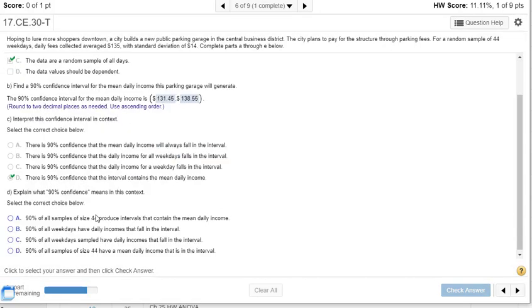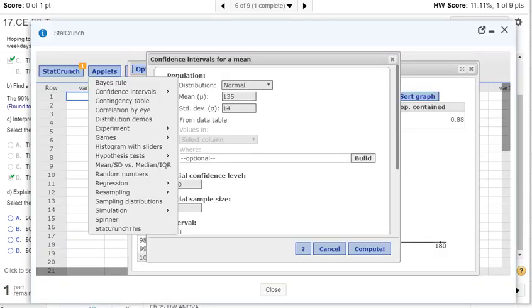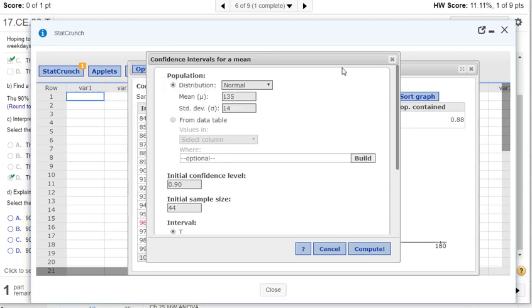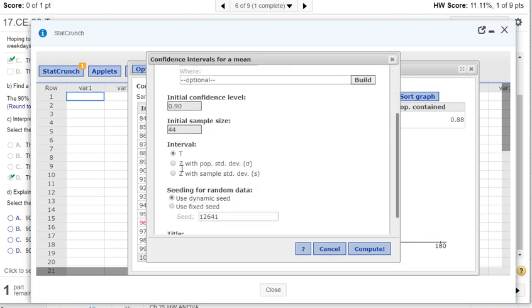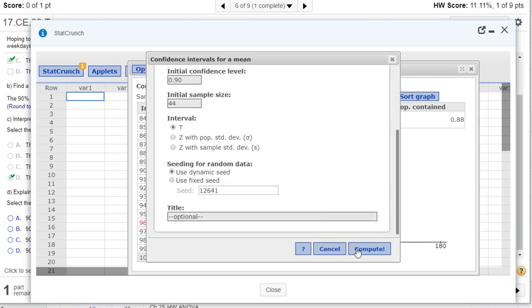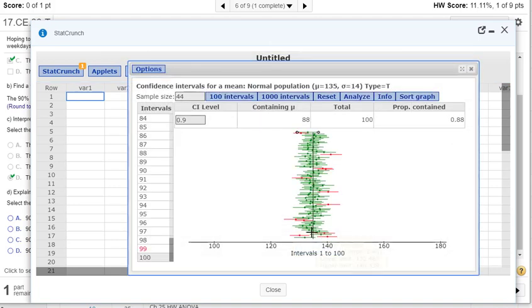Explain what 90% confidence means in this context. So I'm going to show you something here. I can go to the applet, Confidence Intervals for a Mean, and this pops up. I can select normal distribution, population mean of 135, standard deviation of 14, initial confidence level 90%, my sample size, and I can do my t-interval and press compute, and it will actually simulate what that means. And I can sort this graph. So here we simulated it, and 88 of the 100 contained the true mean. These red ones did not contain the mean.